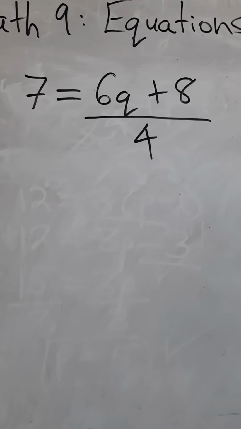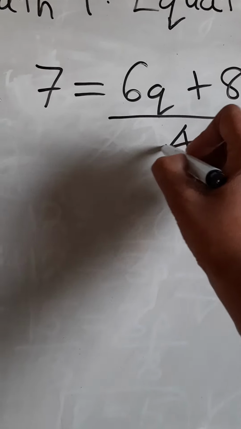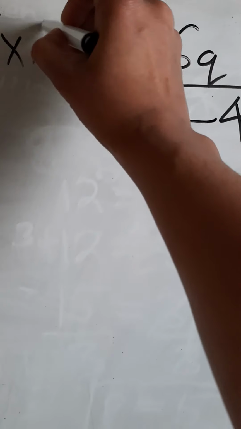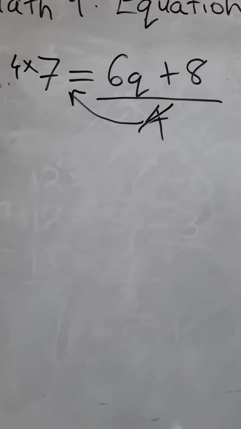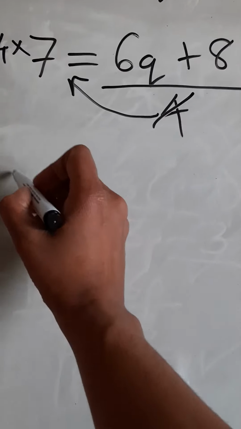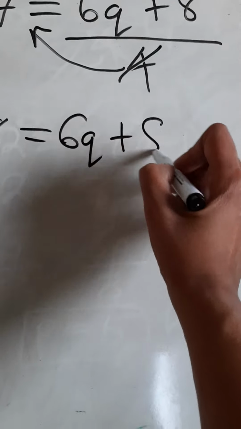What's the first step, guys? You look at the 4 here, which is a denominator, and I'm going to take it to the other side, so times 4. Just like that. And I would cross this out, so I know it's gone. So 7 times 4 is equal to 28 equals 6q plus 8.